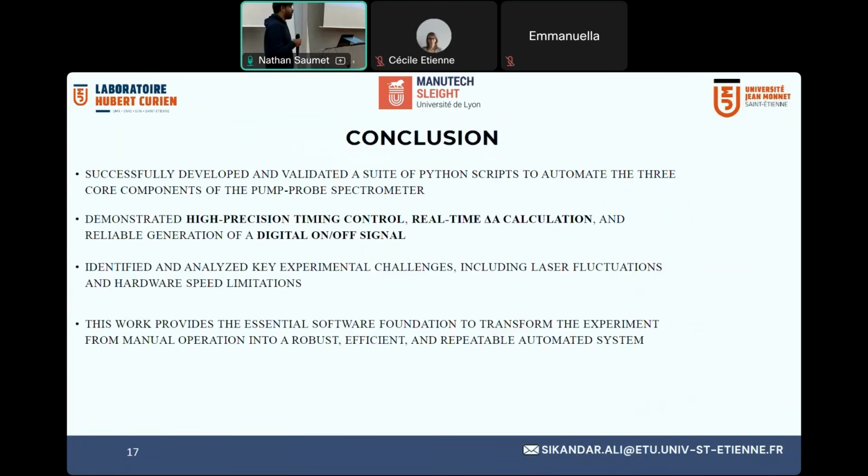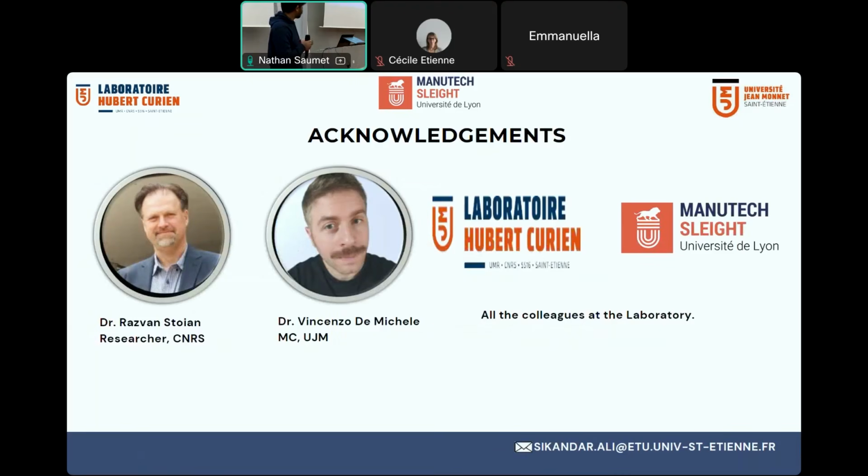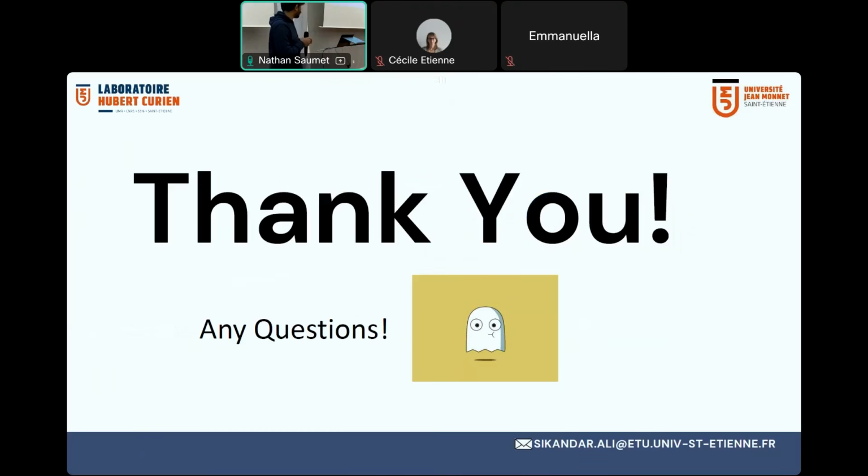In conclusion, we automated our system. We identified the challenges that we found during our work, and this work laid the foundation for a complete, robust, automated, time-resolved spectroscopy experiment in the future. And in the end, I would like to thank Manutech-SLEIGHT for giving me the opportunity to speak, and thank you.